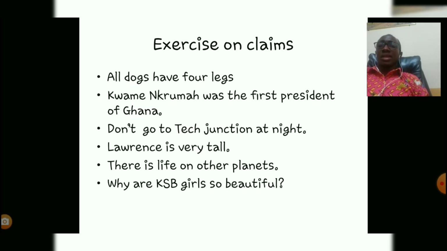Yes. The last but one statement, there is life on other planets. It's a claim which can be verified to be true or false. And the last sentence, why are KSB girls so beautiful? This is not a claim because questions don't qualify to be a claim. So at this juncture, you should be able to identify a statement whether it's a claim or not. Don't forget, claims can be verified to be true or false. They shouldn't be ambiguous, and commands and questions are not part of claims.